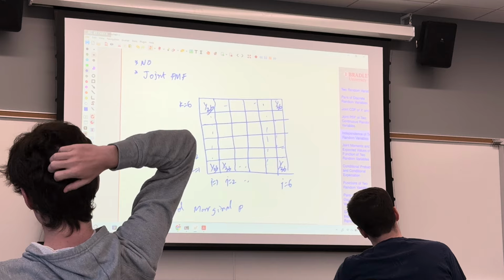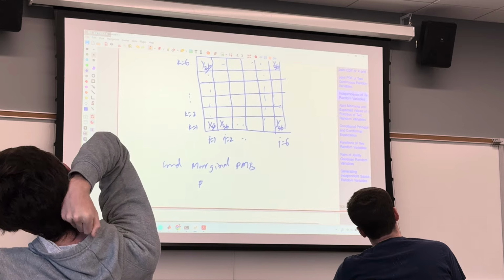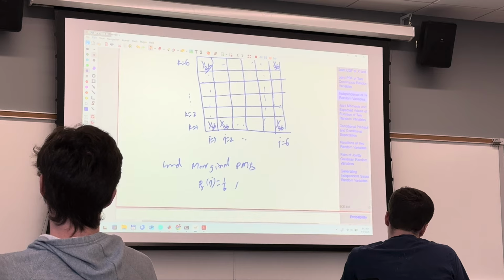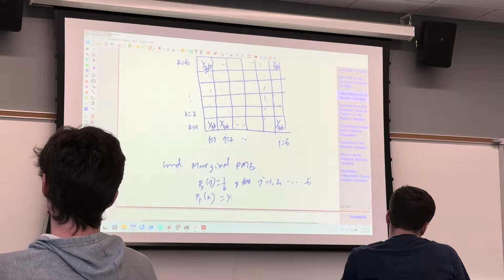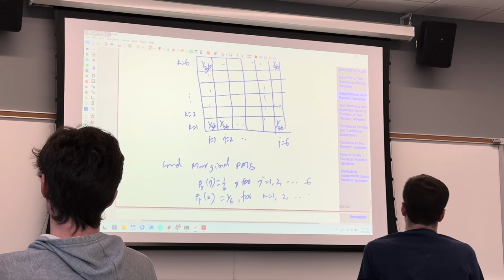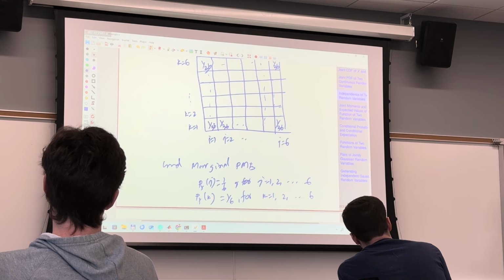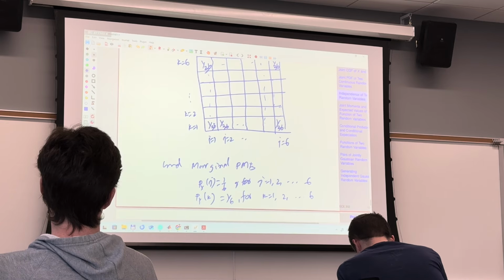The marginal PMF of random variable x taking value j is going to be 1 over 6 for j equals 1, 2, up to 6, and the PMF of random variable y taking value k is going to be 1 over 6 for k equals 1, 2, up to 6. If you add them, it is going to be 1. So these are marginal PMFs, guaranteed. This is the answer for the second part of the example.